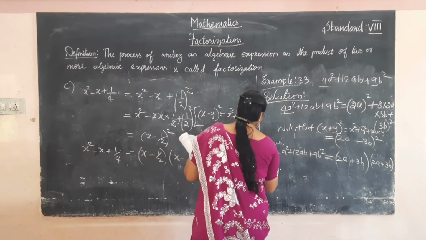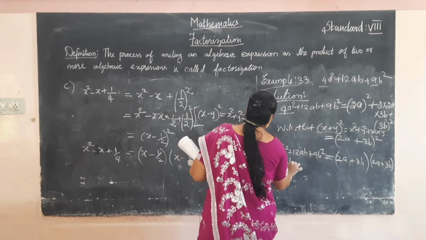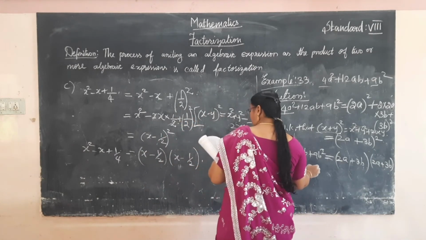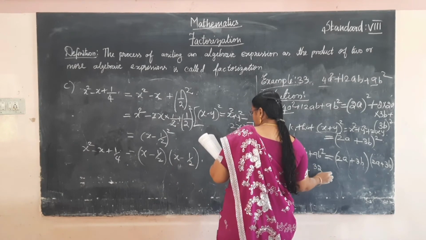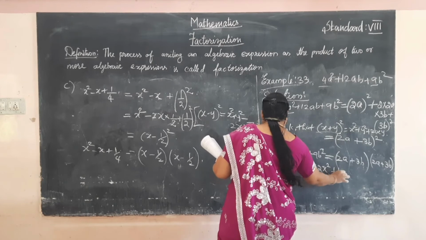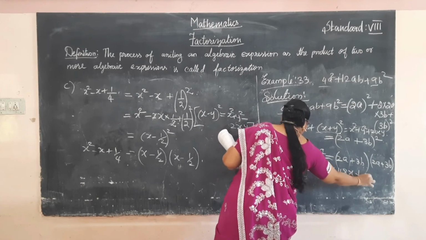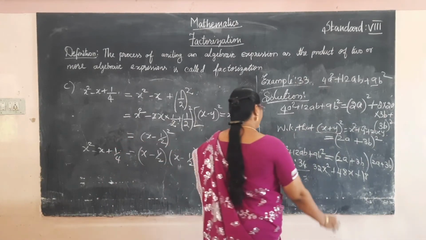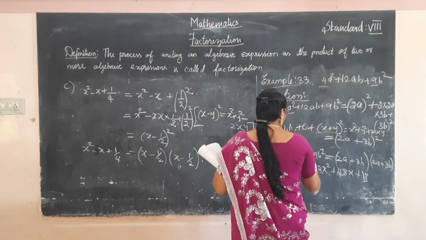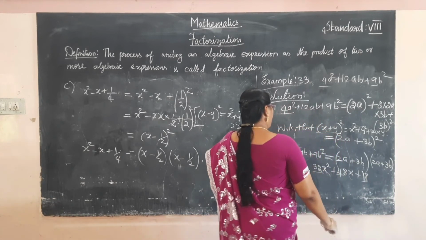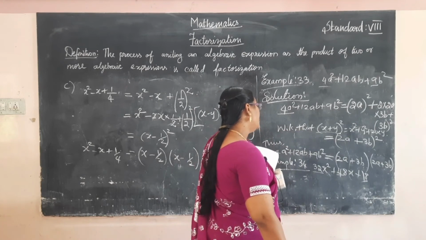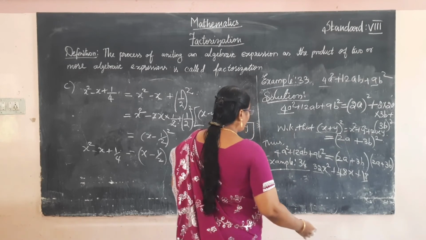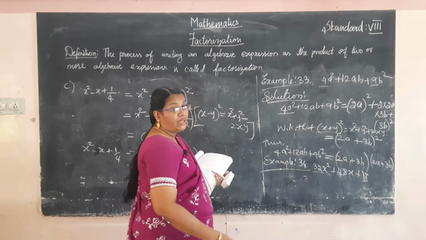Now the next example: factorize 32x squared plus 48x plus 18. Here, is any square value there? No. But we can take the common factor outside. For 32, 48 and 18, each is divisible by 2. So we take 2 outside from the algebraic expression.